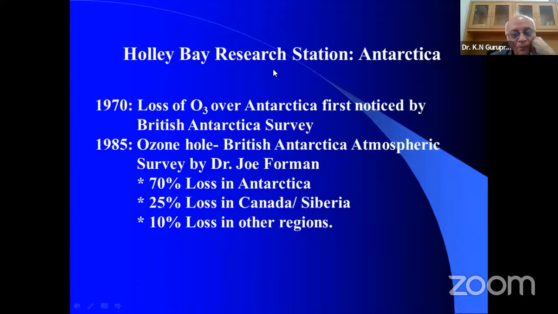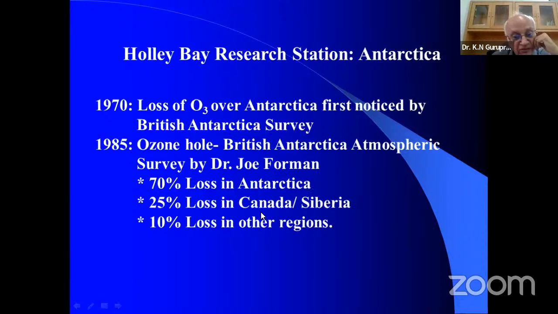This we came to know by the 1970s. You have heard about Antarctica expeditions. So the first research station is called the Halley Bay Research Station, established in Antarctica by the British Antarctic Survey, and they detected for the first time the loss of ozone. And later, when they measured ozone again in 1985, they found that this ozone loss is becoming more and more. In Antarctica, almost 70% of the ozone was lost. That is just over the South Pole.